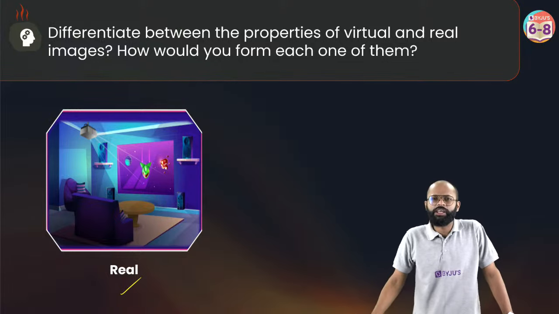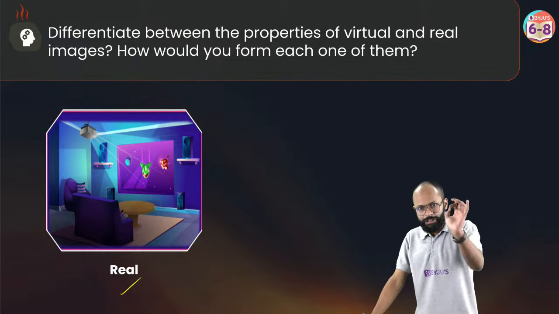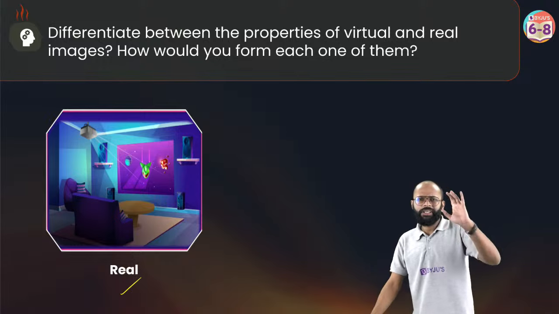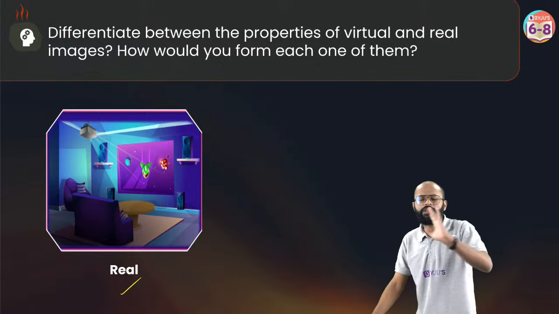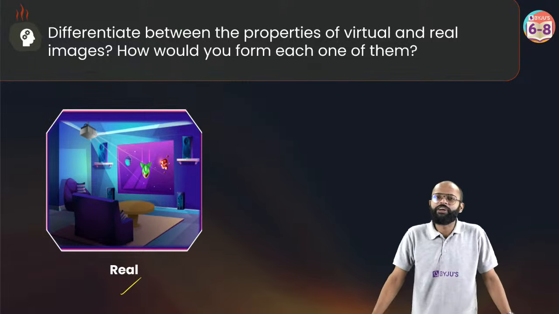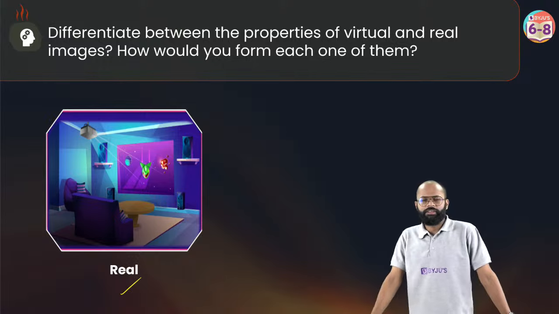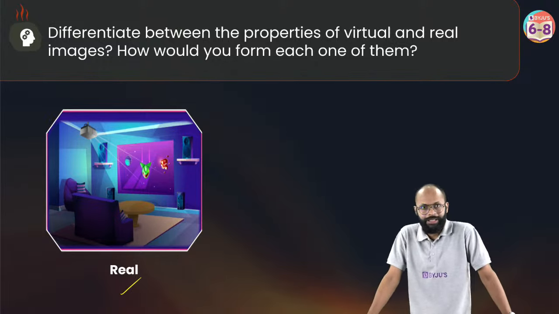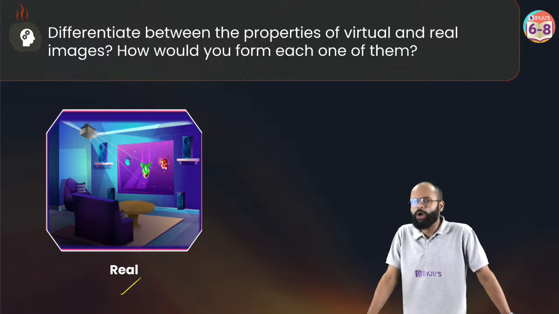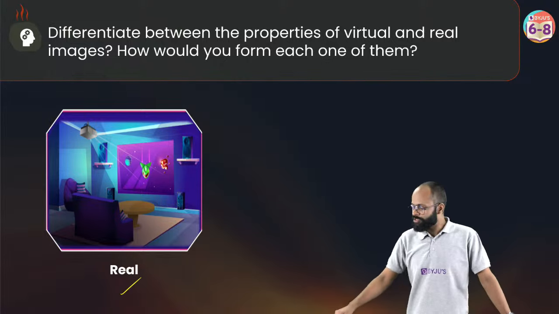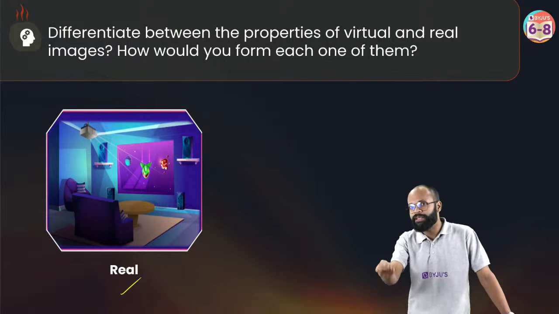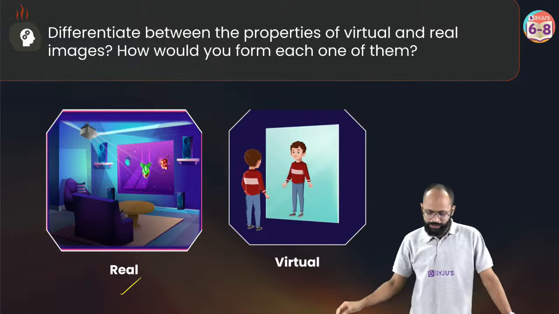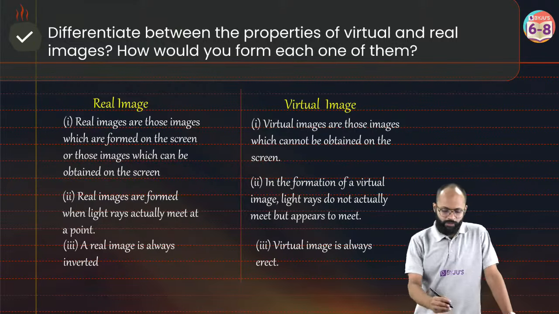Real image kaun si hoti hai? Sir, jo real hoti hai. In which light rays meet? Real image wo hoti hai, you can obtain it on a screen. Virtual image kya hai? The image which is formed inside the mirror, that is virtual. The image which you cannot obtain on a screen, that is virtual. Images in which light rays don't actually meet, they appear to meet, that is virtual. Bas itni si baat hai. So real image aur virtual image mein kya difference hai?